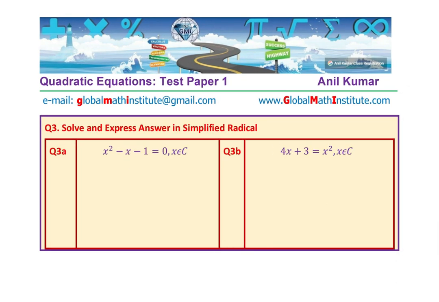Question number 3. x squared minus x minus 1 equals 0. Solve and express the answer in simplified radicals. And we have 4x plus 3 equals x squared. Now x belongs to complex numbers. Whenever we say complex numbers, just remember that i squared is equal to minus 1, or you can say the square root of minus 1 is i.